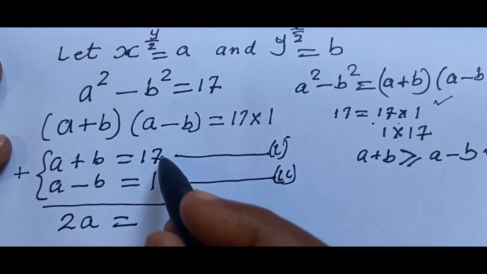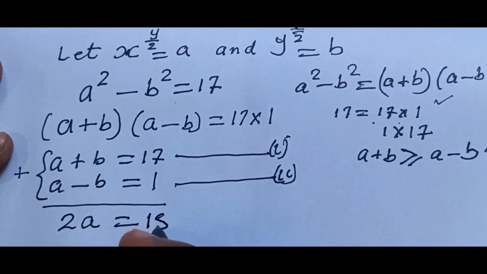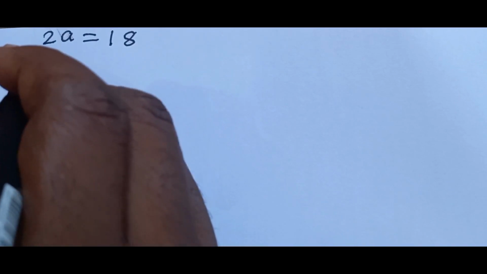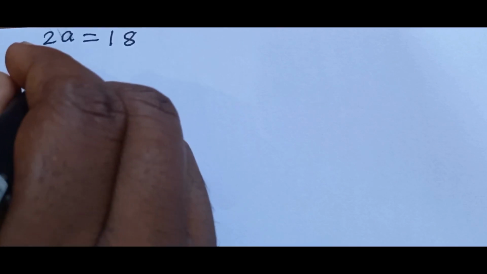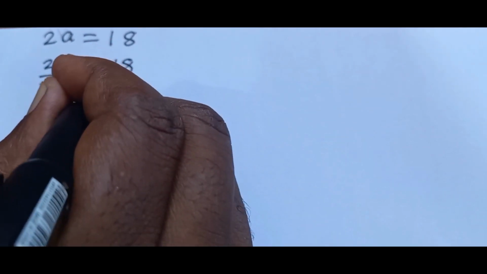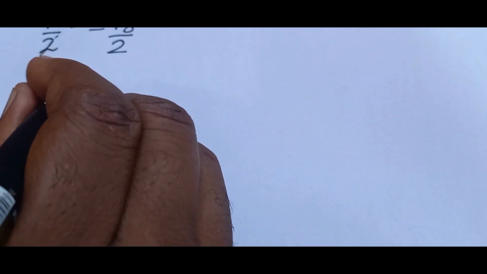Here we have 17 plus 1 equals 18. In order to get the value of A, divide both sides by 2. We have 2A divided by 2 equals 18 divided by 2. So this 2 cancels this one. 18 divided by 2, we get A equals 9.